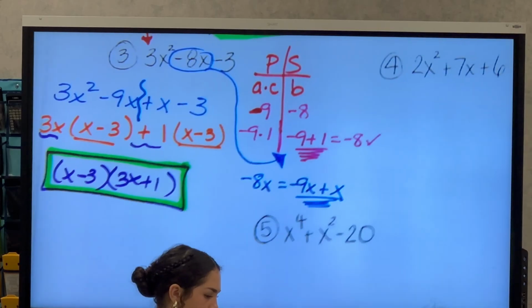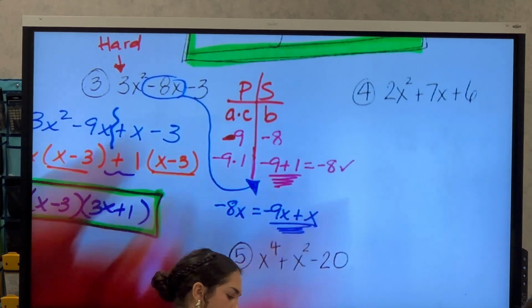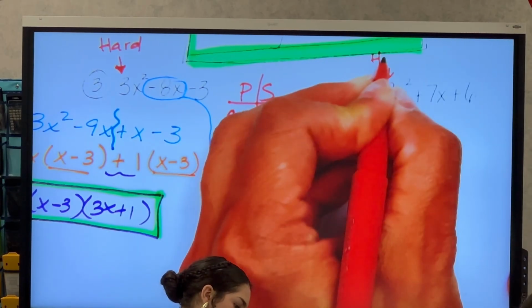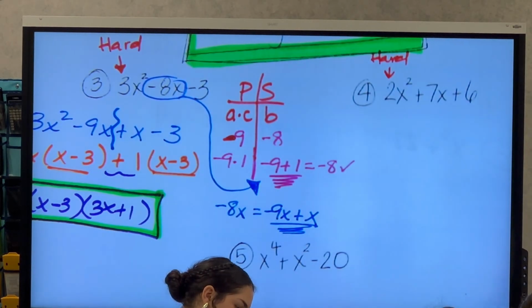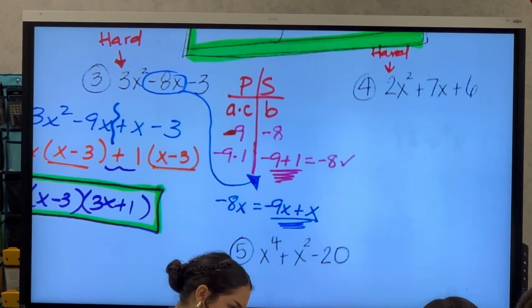All right, so number 4 is also a hard trinomial because the leading coefficient is a 2. So you're going to do product sum. So you guys try that one. Let's see how far you can get. If you get stuck, that's okay. I'm still going to go over it. But let's see if you guys can do it.